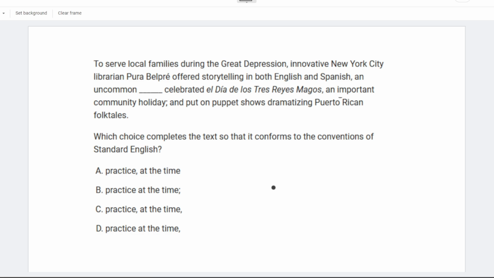Alright, now I have a question for you to try out. Alright, so the answer of this is B. Here, the SAT is trying to test you on your knowledge about separating complex items using a semicolon. So our first item will be offered storytelling. Second will be celebrated an important community holiday. And the third item is put on a puppet show. Here, the semicolon again is used to separate a complex list. But what I really want to show you is the repeating pattern in the question where complex semicolons are used. You'll always see a semicolon after to show that there is a list.